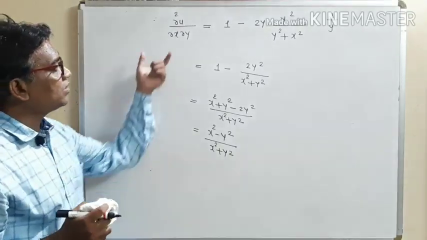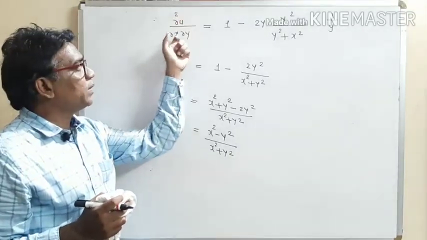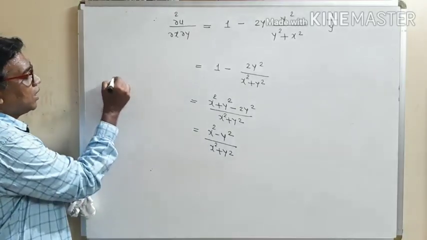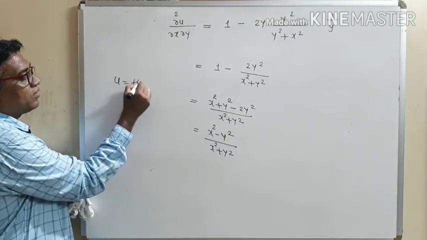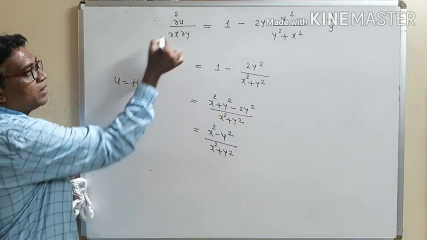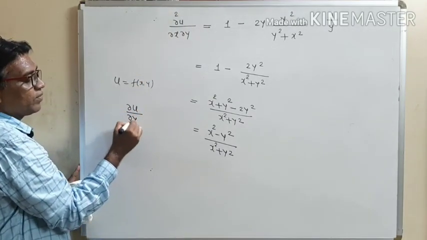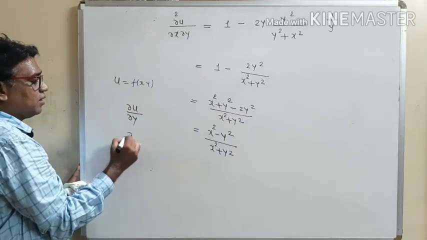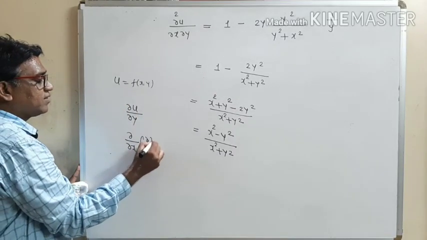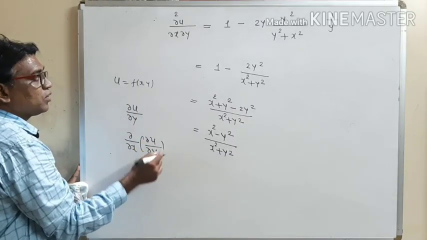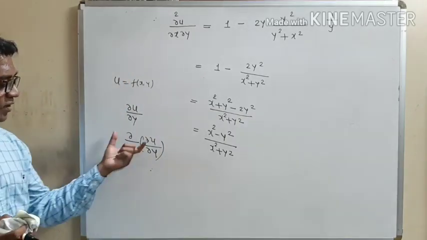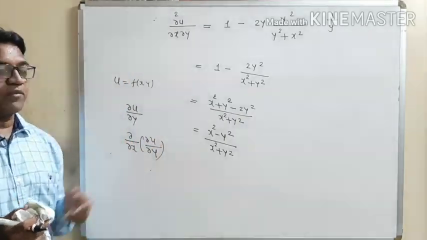So see how to find out this partial derivative, ∂²u/∂x∂y. If u is given in the form of a function of x and y, then first of all find out this derivative ∂u/∂y. Differentiating this term partially with respect to x, that means we get this total partial derivative ∂²u/∂x∂y.